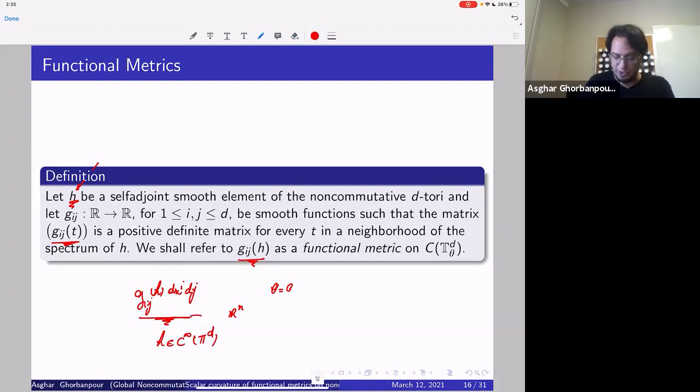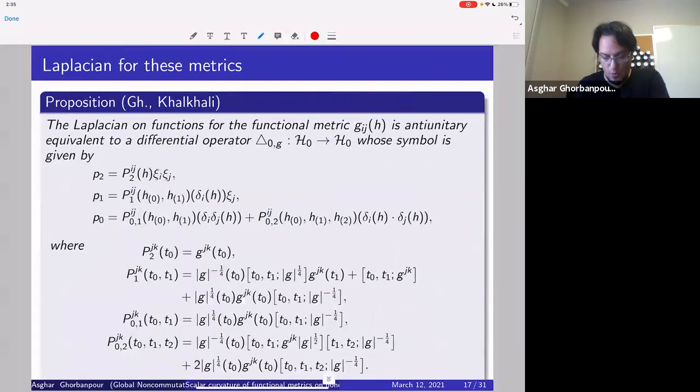So such a metric on R^d will give us a metric, or geometry, on the d-tori. Sorry, I shouldn't write R^n, R^d. Yes. So when we apply the steps that were used before for the conformally flat metric, we start thinking of that.